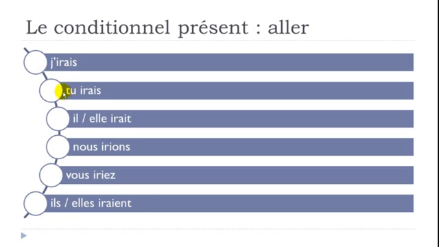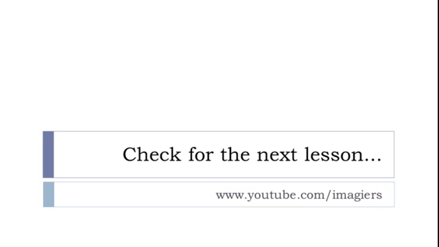So, j'irais, tu irais, il irait, elle irait, nous irions, vous iriez, ils iraient, elles iraient. That's it for the conditionnel présent form of the verb aller.